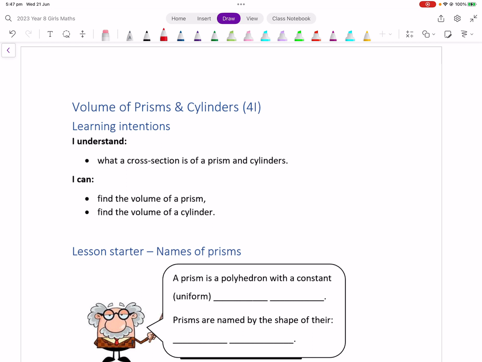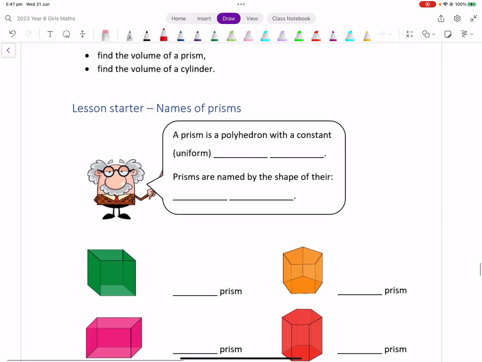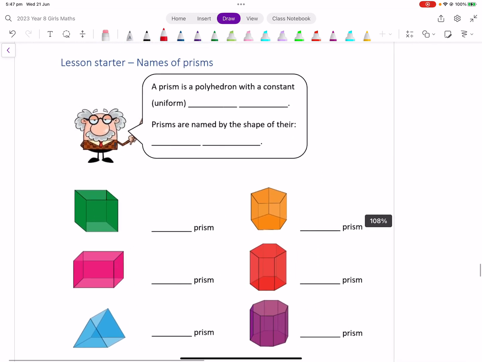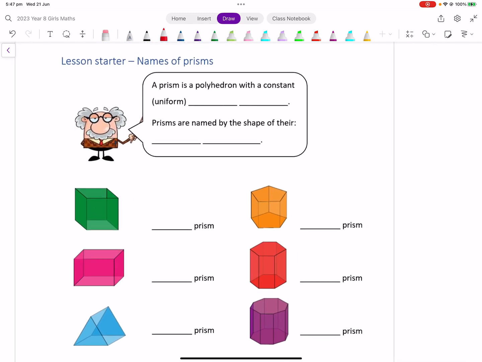All right, lesson starter, names of prisms. All of these things that you see here, all of these lovely coloured guys, are called prisms. And they're a special kind of shape because they have a uniform cross-section. What is a cross-section?